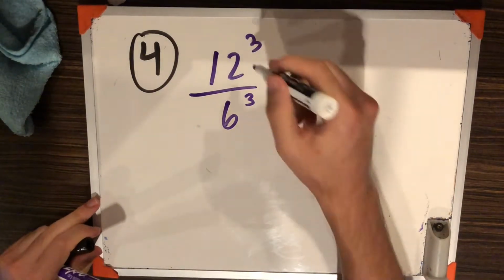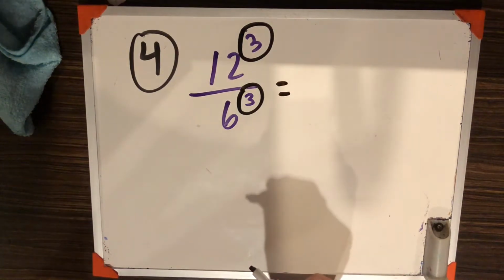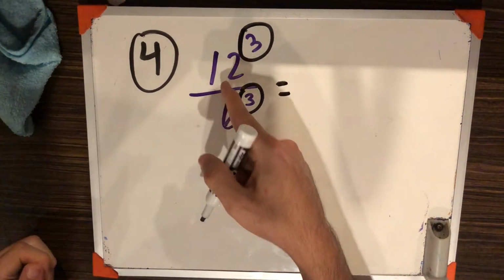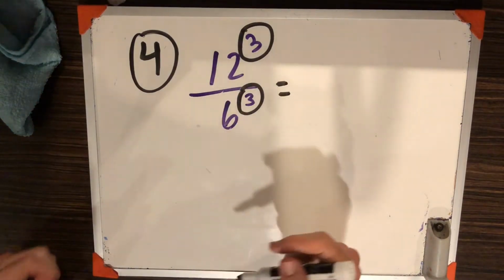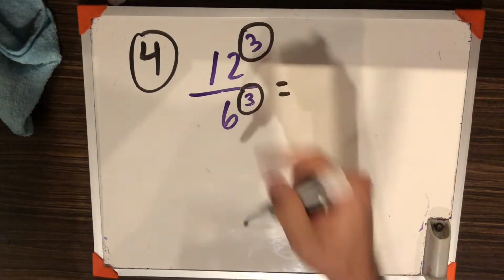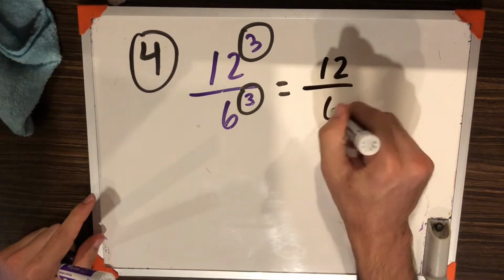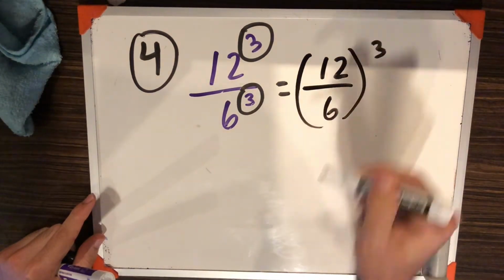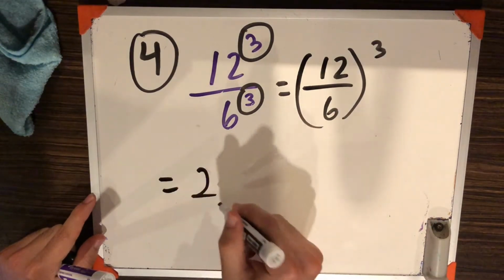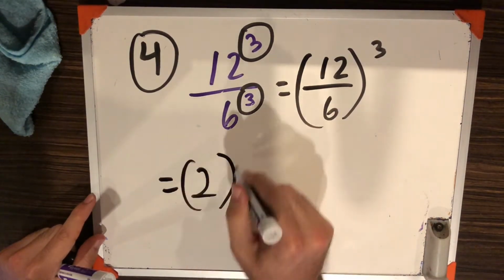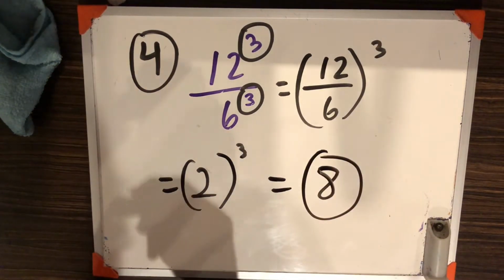Alright, number 4. In number 4, we have the same exponents. Again, there are different ways of doing this. We can change the base. Well, actually, that won't really help us out. But this ends up having the same exponent. So we can say 12 over 6 to the third power. 12 over 6 is, of course, 2. Well, 2 to the third power would end up being 8. Okay, so final answer here is 8.